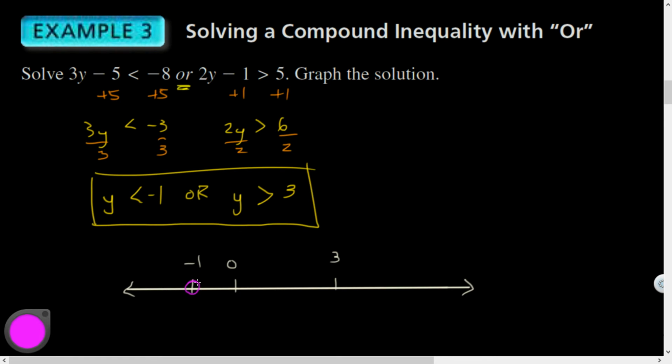Less than negative 1 would be shaded this way, with an open circle. And greater than 3, open circle, shaded this way. So my solutions are all of the points to the left of negative 1 or to the right of 3, and nothing in between them, not including them themselves, okay? Not including themselves, like so.